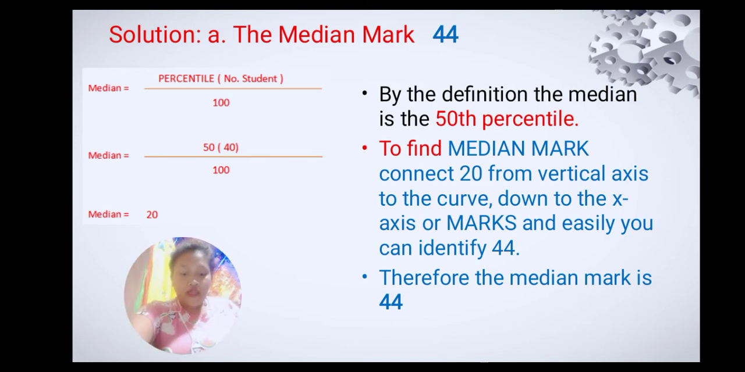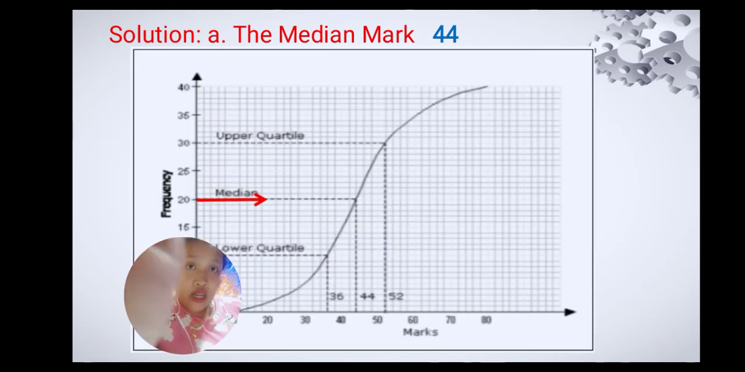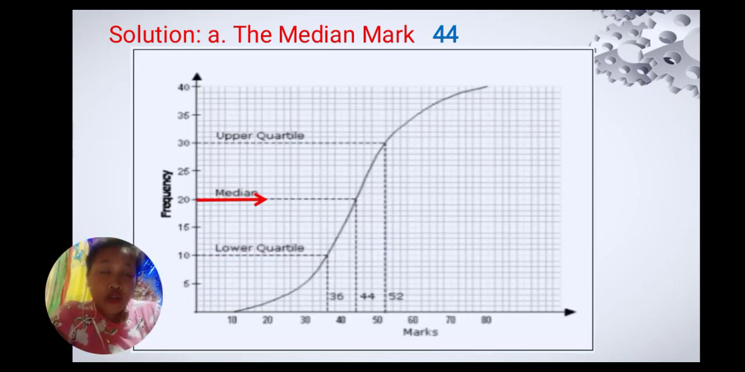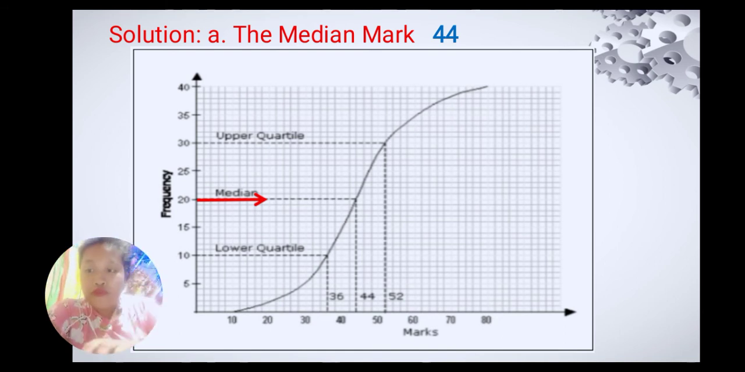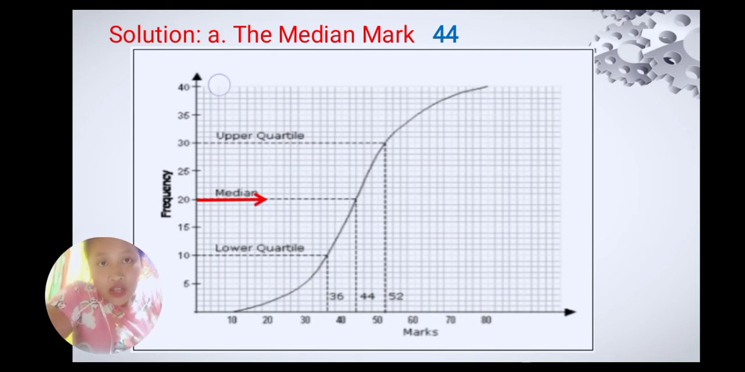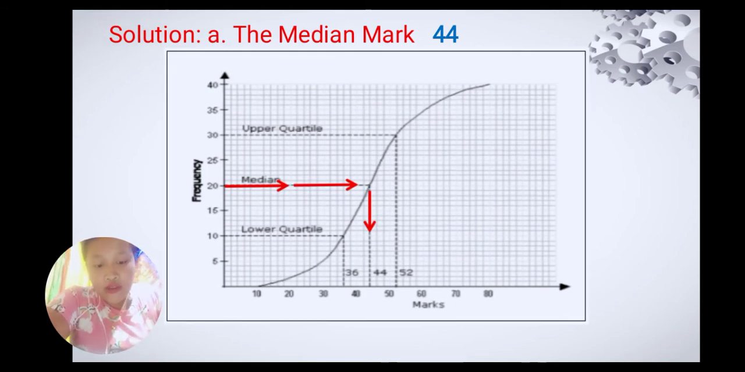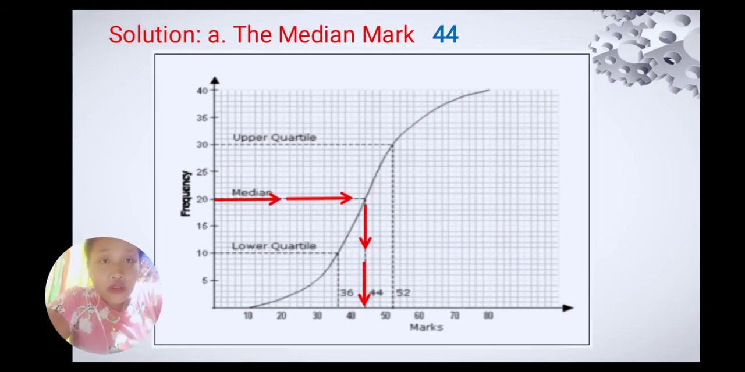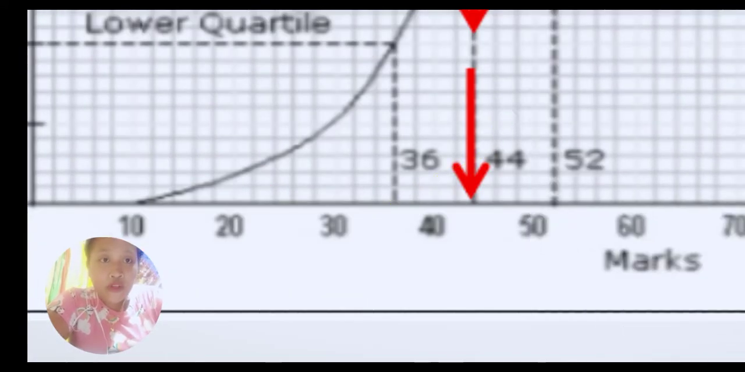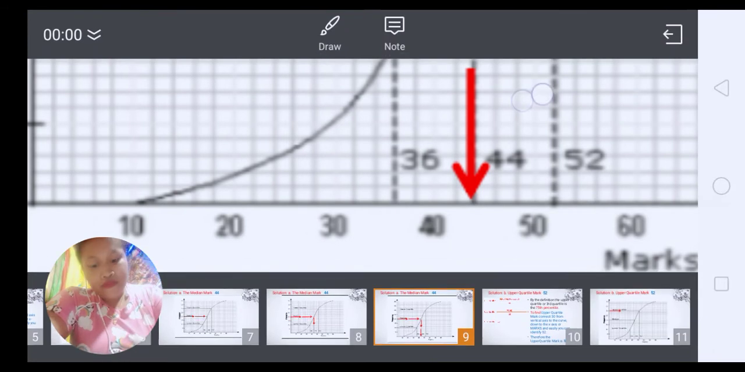So, to easily visualize how it works, I have a graph here. So, look at the example. Median marks, 44. This is the median. To find median marks, connect 20 here. This is 20, from the vertical axis down to the curve. So you can easily find 44, the median marks.